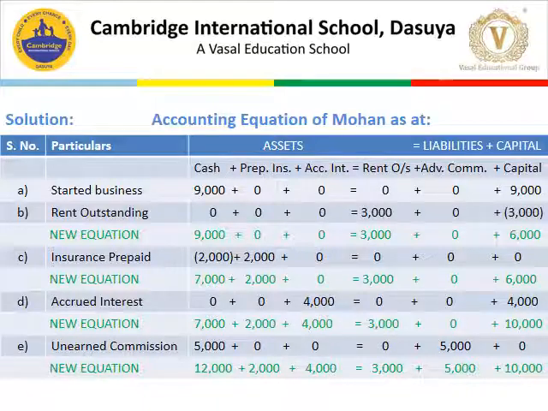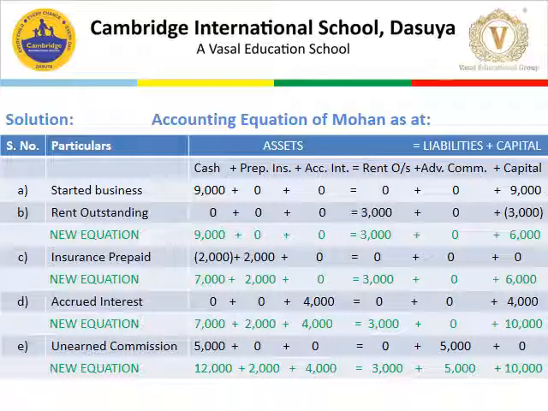Next is accrued interest. Accrued interest is the income earned but not received. So income earned would be added in the capital. So 4,000 added in the capital, but it is to be received in future, so it is considered as an asset. So there is a new column of accrued interest on the asset side of rupees 4,000. The new equation would be cash 7,000, prepaid insurance 2,000, accrued interest 4,000. Then on the liability side, rent outstanding 3,000 and capital 10,000. Both sides equal 13,000.